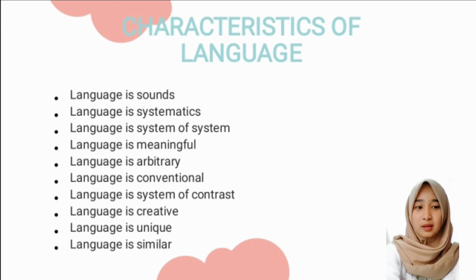Language is arbitrary, language is conventional, language is system of contrast, language is creative, or it means every word can be described by another word that is different but has the same thing. Jadi walaupun kata-katanya itu berbeda tapi memiliki arti yang sama. Language is unique. Language is similar, meaning that one language to another has a similar, atau memiliki kesamaan. Jadi satu bahasa ke bahasa yang lain itu memiliki kesamaan.